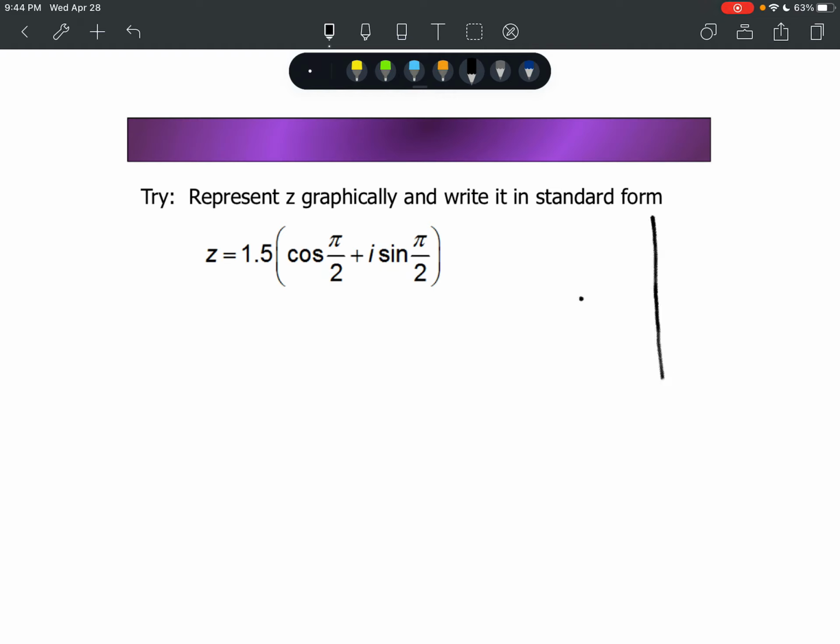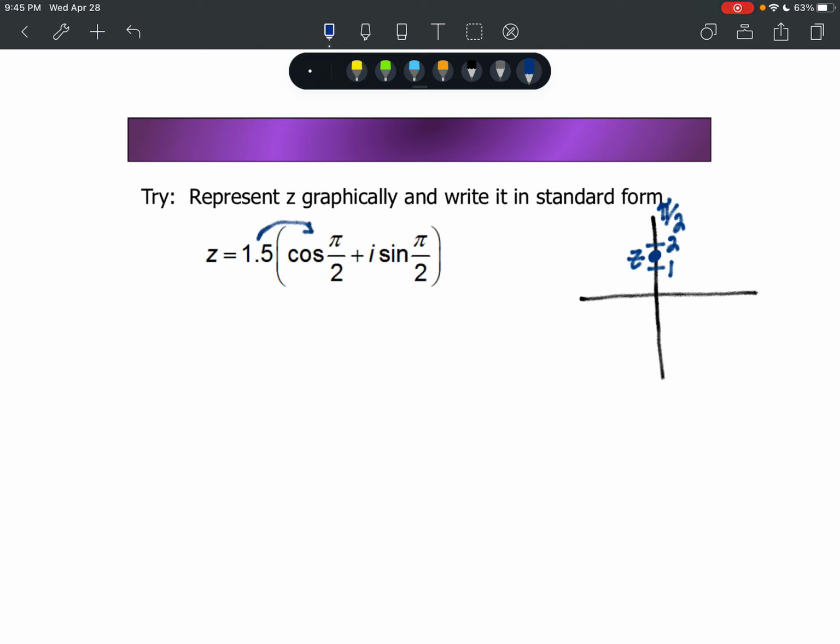Okay, thank you for coming back. Pi over 2 is going to be along this positive vertical axis here, and 1.5 units would land us right halfway between 1 and 2. So there's our complex number z.